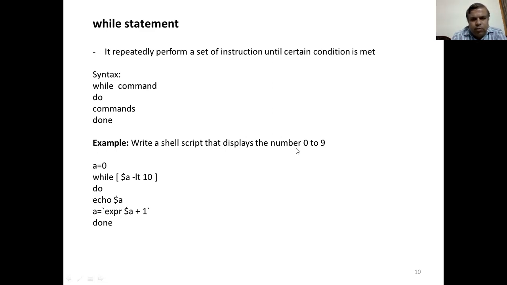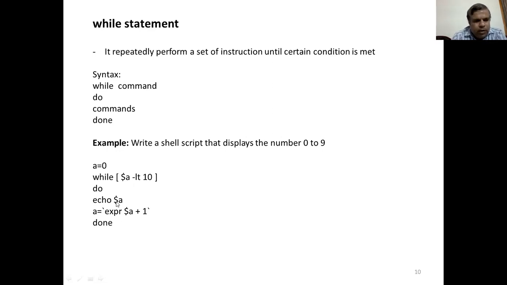The first number to be displayed is 0. You initialize it in a variable, so a is equal to 0. a is a variable. And then use the while loop. While the value of a is less than 10, you go and display the number on the screen. So echo the value in the variable: echo $a. Don't forget to prefix the variable name with $. That will retrieve the value, and echo is used to display it.